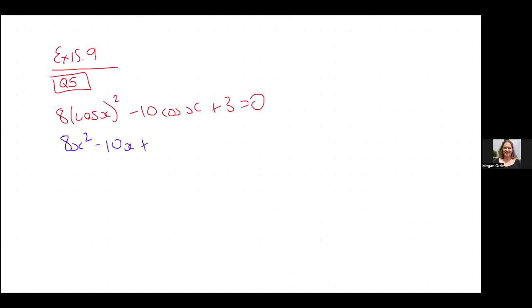And now I can solve this. Remember how we bring the 8 across and multiply it? So x squared minus 10x plus what? 24. Okay, what two numbers add to the middle? Yep, I'm going to put it back in. I'm just ignoring it for now, right? Because it's easier to solve this without the cosine. So what are my two numbers?